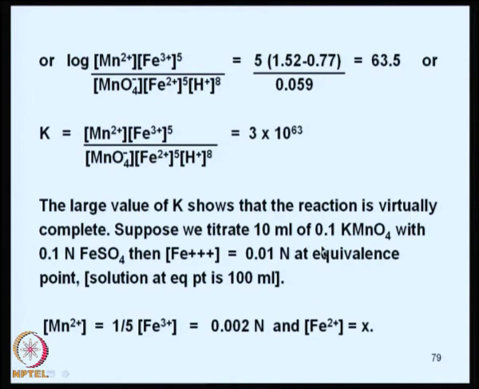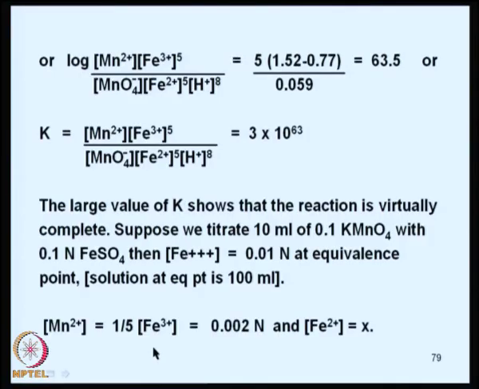That means, you take ferrous, add permanganate, it will immediately go to ferric and manganese will get reduced. That means, a very fast reaction, because by knowing the value of K is equal to 3 into 10 raised to 63, you can simply predict that the whole reaction would be instantaneous. So, suppose we take this further for titration.